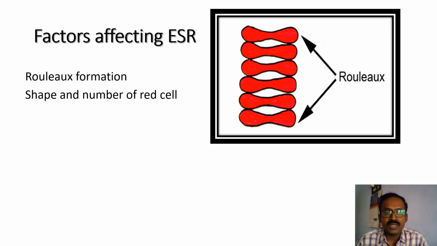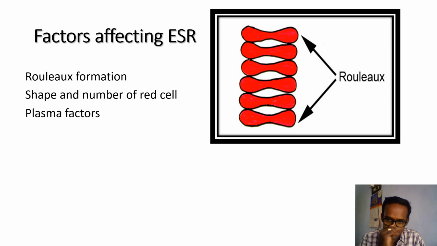And the shape and number of the red cells. If the shape is larger, the ESR will settle easily. If the number of red cells is less, the cells fall down easily in the vertical tube. And plasma factors: plasma protein also facilitates the settling rate of the red blood cells. And fibrinogen also increases the ESR.